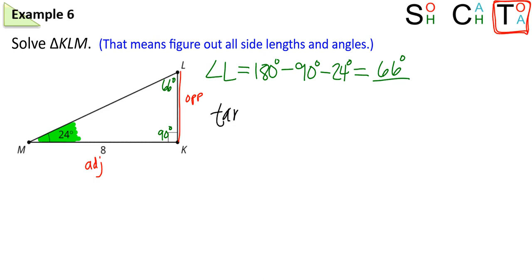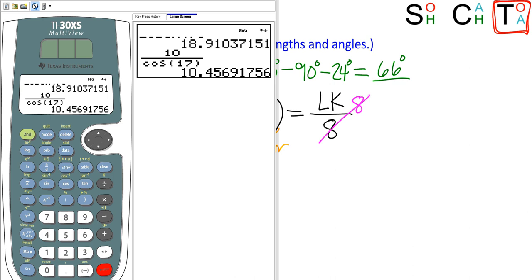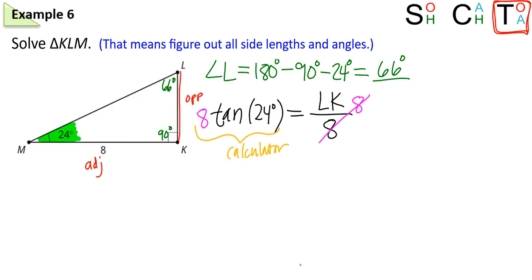So the tangent of 24 degrees, so tangent is going to have that angle in it, equals, our ratio is going to be opposite over adjacent. So for opposite, I'm just going to write LK, and adjacent has a length of 8. So if we're trying to solve for the length of LK, we can just multiply both sides of that equation by 8. The one on the left cancels out, and we can use our calculator. 8 times the tangent of 24. And our calculator tells us that that's 3.56.